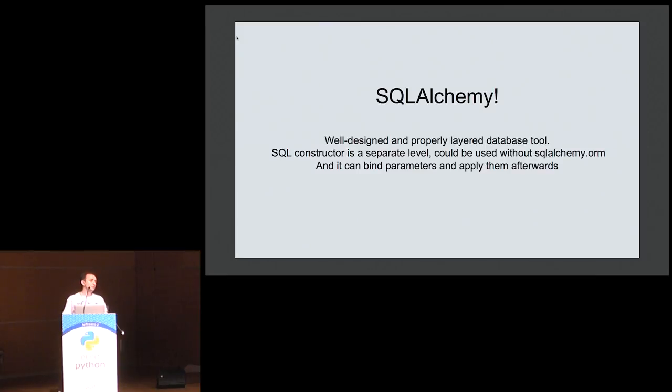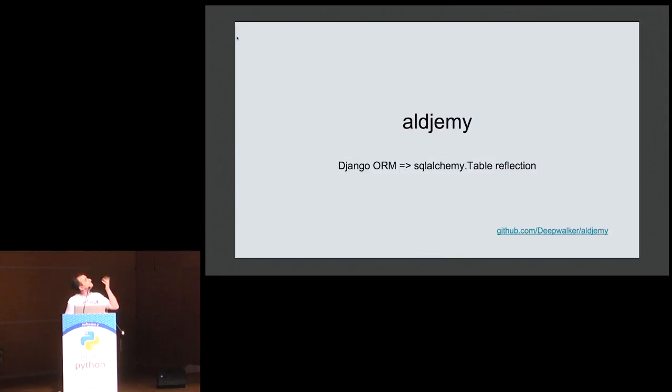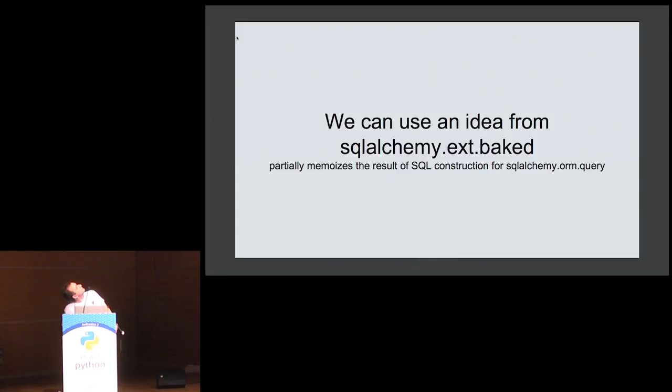It is well layered, and one of the layers is the SQL constructor, the SQL layer, and we can use it with Django. There is a library called Alchemy, which translates Django models to SQLAlchemy tables. And there is a thing in SQLAlchemy called baked queries that partially memorizes the result of compile of SQLAlchemy queries. So we can combine them and do things like this.